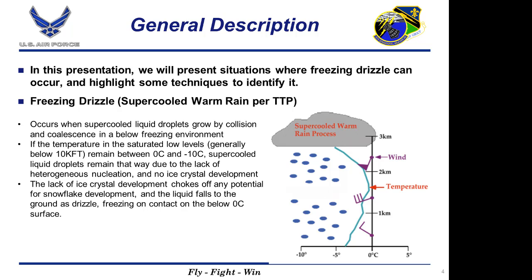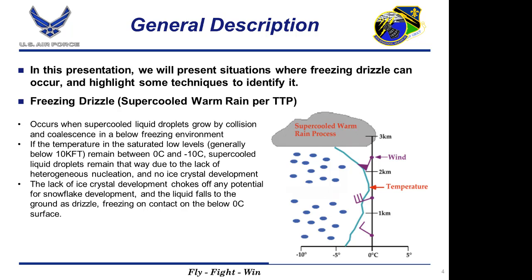We should start with a general description of freezing drizzle as it pertains to the type that occurs when the entire atmosphere is below 0 degrees Celsius. This is also identified in the first weather group, TTP, as the supercooled warm rain process. It occurs when supercooled liquid droplets grow by collision and coalescence in a below freezing environment.